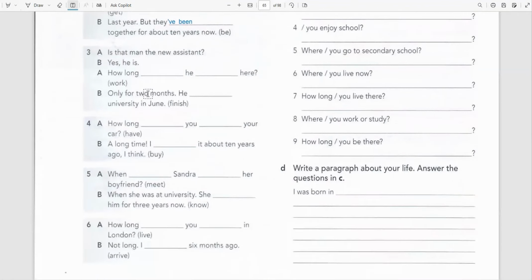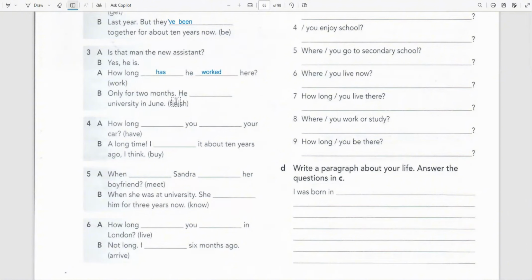Number three, is that man the new assistant? Yes, he is. Now, see, is that the man? It's a present simple. Yes, he is. That means he is still new assistant. That means the man is still working. So I must use present perfect. So how long? For he, I use has, and then past participle of work is worked because it's a regular verb. Has he worked? How long has he worked here?